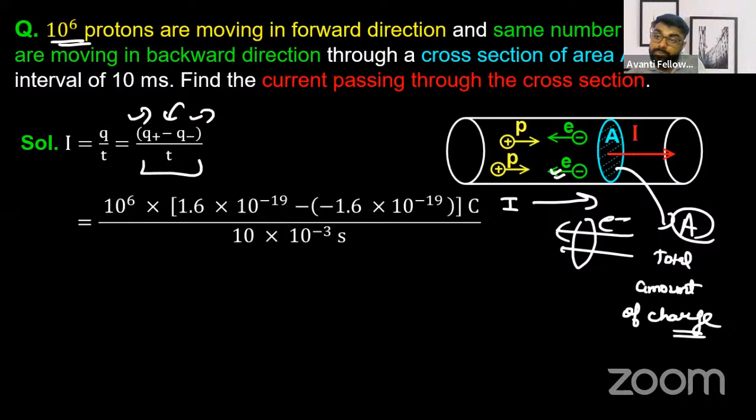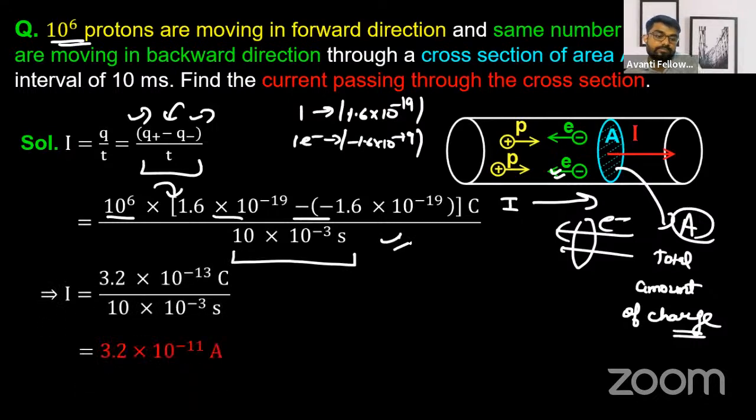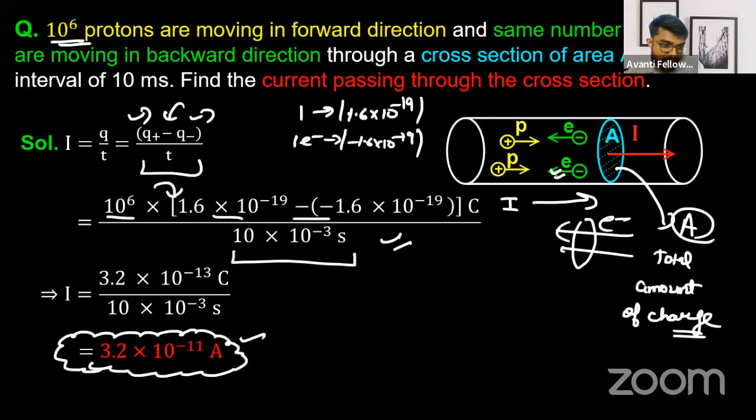If 10 into 6 is the number of protons, how much charge is there on one proton? Positive 1.6 into 10 minus 19 coulomb. How much charge is there on one electron? Negative 1.6 into 10 minus 19 coulomb. So what is the total charge? If the number of protons is there, the number of electrons will be the same, neutralized conductor. So if you add the charges, it will be 10 into 6 multiplied by all these charges, and the time is this much. This will give you the current value. Current is this, students. Okay. 3.2 into 10 minus 11 ampere is the current.